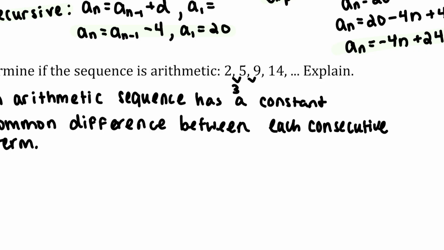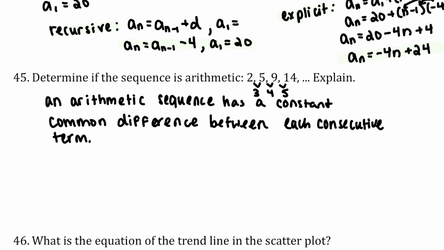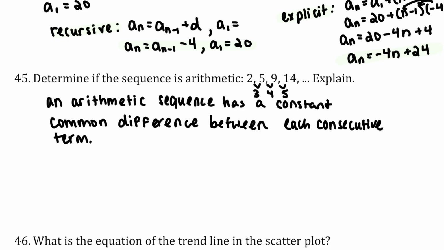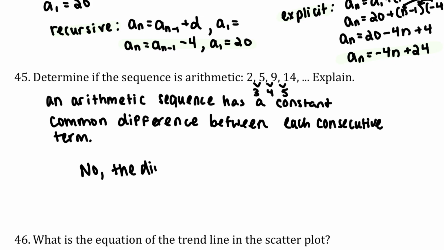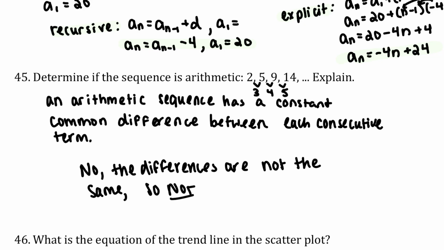5 and 9, that's a 4. 9 and 14, that's a 5. Are 3, 4, and 5 constant numbers? Like, are they all the same? No. 3, 4, and 5, that keeps increasing. And a common difference would have to mean it's the same difference between each number. So based off of that definition, this is a no. The differences are not the same. So not arithmetic.